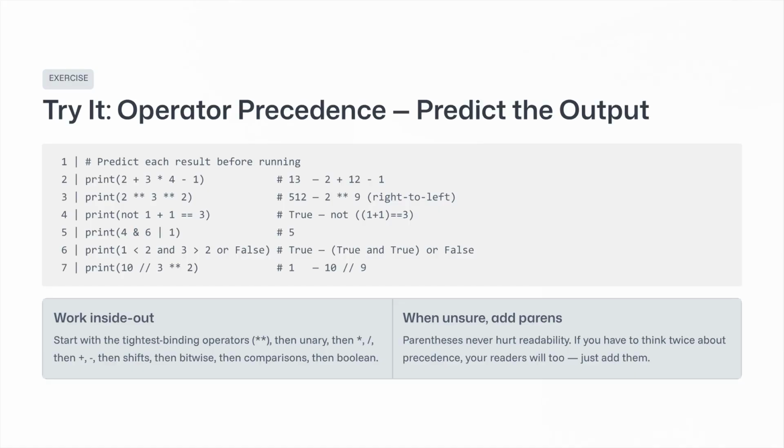Line 4, not 1 plus 1 double equals 3. Addition first. 1 plus 1 is 2. 2 double equals 3 is false. Not false is true. Line 5, and first, 4 and 6 is 4, then 4 or 1 is 5. Line 6, comparisons first, true and true or false. And before or, true and true is true, then true or false is true. Line 7, double star first, 3 squared is 9, then floor division, 10 double slash 9 is 1.